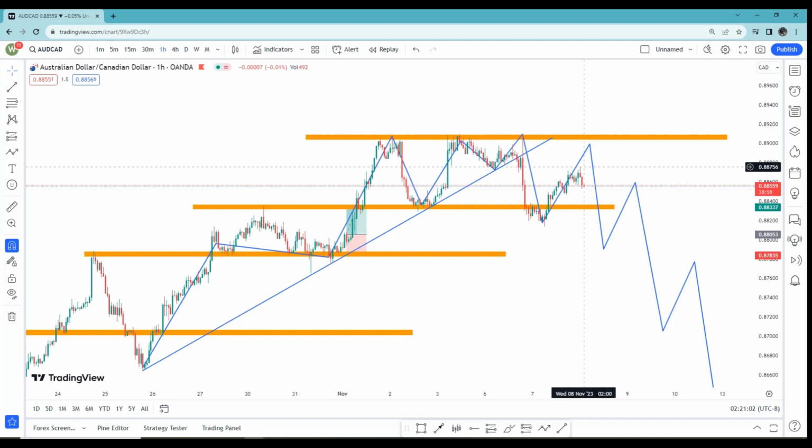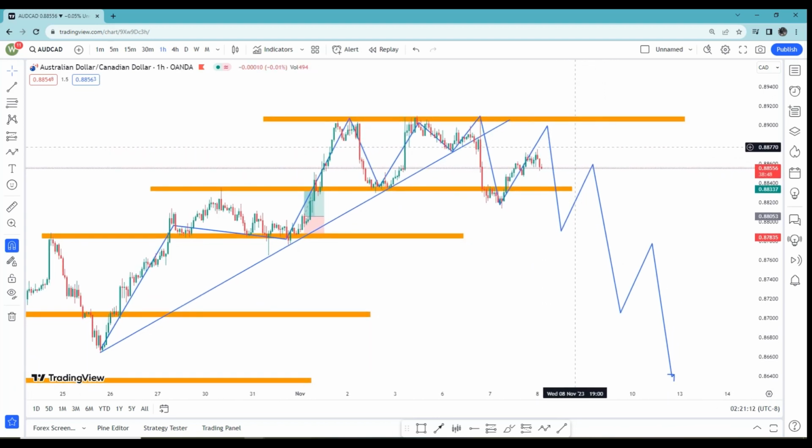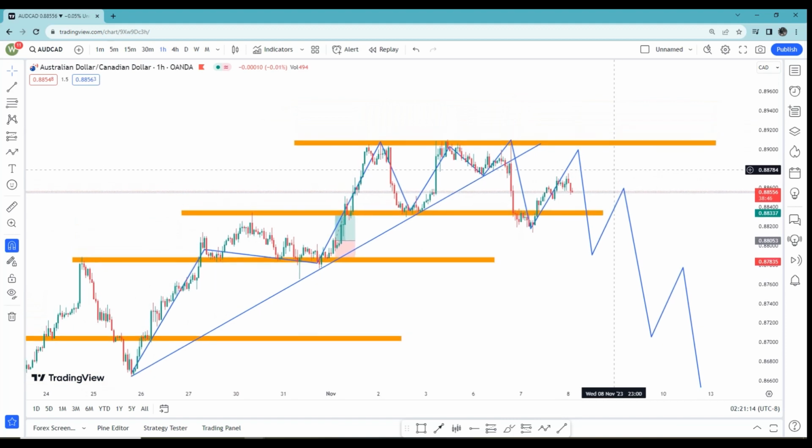This is how you're going to save your capital, and this is how you're going to grow your account every single day. Guys, patience is everything. Don't overtrade in the forex market. If you are a daily trader, this is how you trade as a daily trader, right?